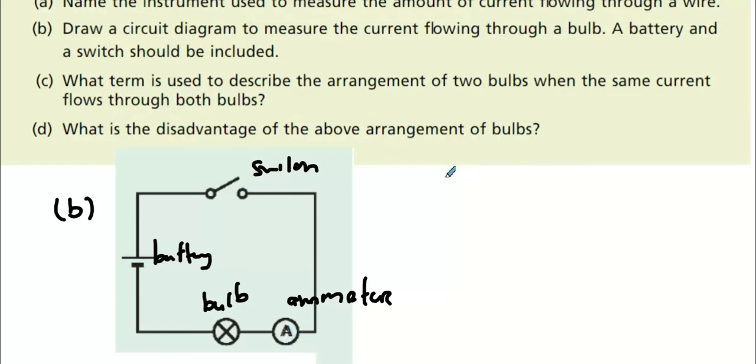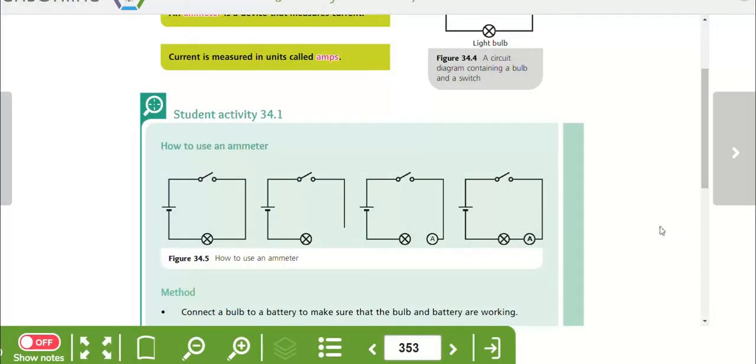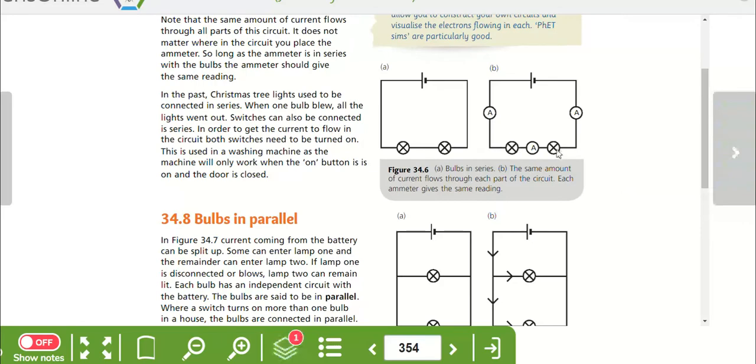C, what's the term used for an arrangement of two bulbs when the same current flows through both bulbs? This is what's called a series circuit. They're in series. Okay, so let me explain here. We're going to look for a series circuit. This one here is a series circuit. See the two bulbs in a line? In a series circuit, the same amount of current goes through both bulbs. Okay, you can watch my other video on that if you're a bit stuck.